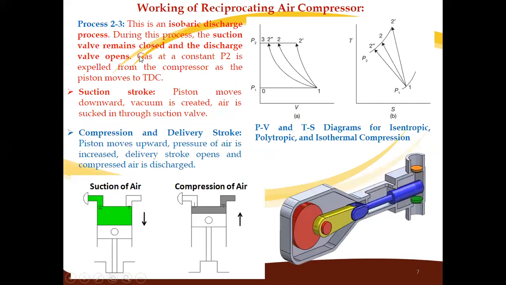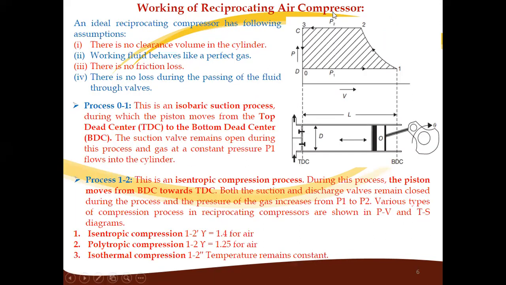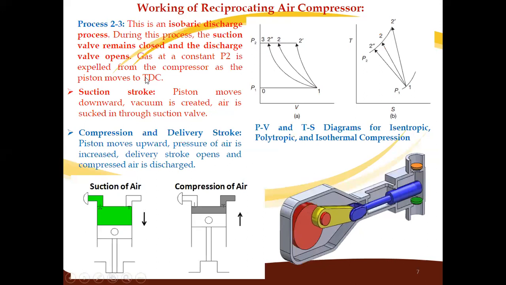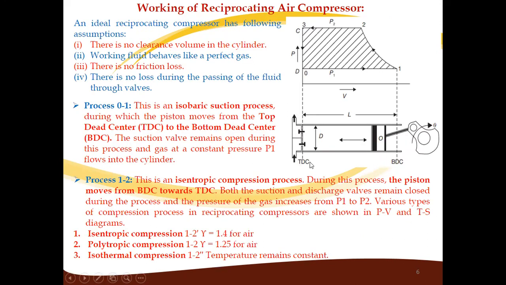During this process, the suction valve remains closed and the discharge valve is open, and gas at constant pressure, that is at P2, is expelled from the compressor as the piston moves towards TDC. So when the piston is moved from BDC to TDC, both processes will be happening. The first process is the compression between 1 to 2, and the next process is 2 to 3, that is nothing but the delivery at constant pressure.